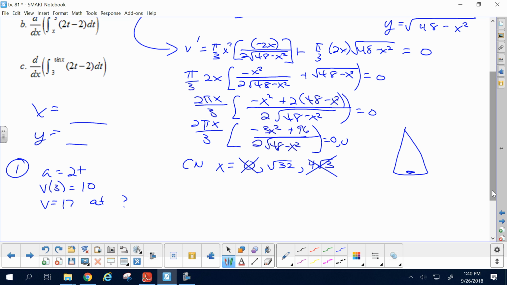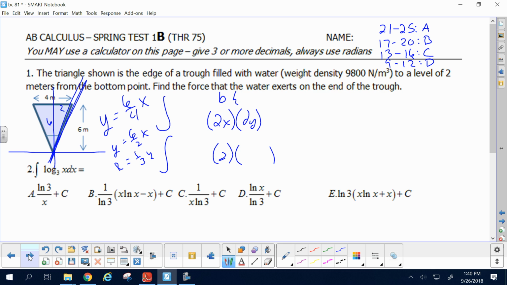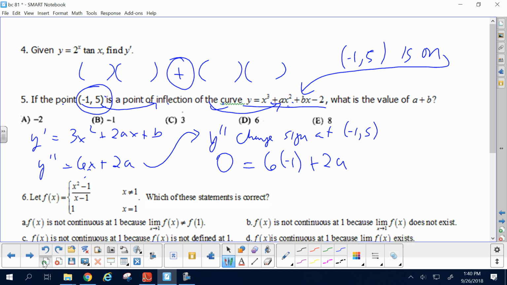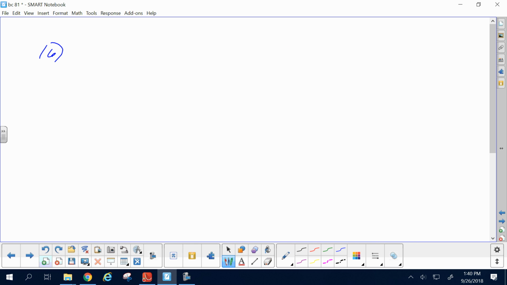Okay. Anybody need 16? Yes. Okay. 16. It's not replaced, is it? It's out of the book. Okay. I'll do it real quick.